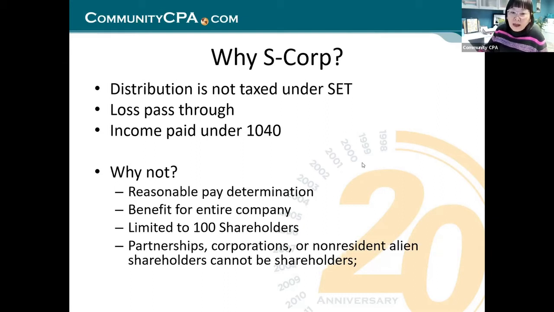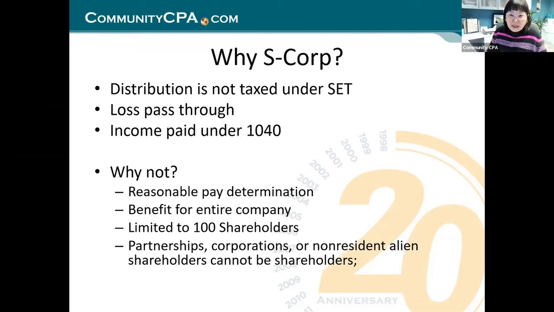So S-corp has something that we have to know. If you have S-corp, you must deal with reasonable pay determination. Basically, it's a corporation. You can't be making money without anybody working in there, right? So you have a reasonable pay to the owner. And the government doesn't want you to run away from paying Social Security and Medicare. So they determine that the owner must get reasonable pay.